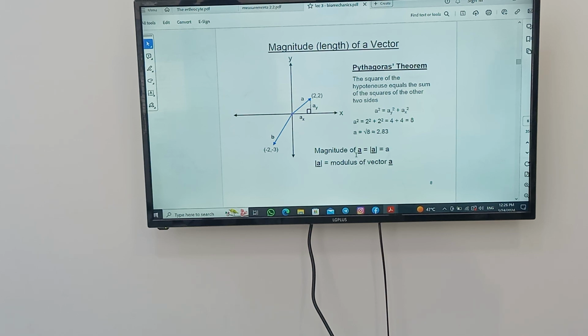The magnitude of A is the raw form of A, which means it doesn't have any negative or positive form. And |A| is the modulus of vector A. Even if you have something like -2, you just write it as 2, because these lines mean the modulus of a vector. We always put it in a positive form. It doesn't have any negative form.